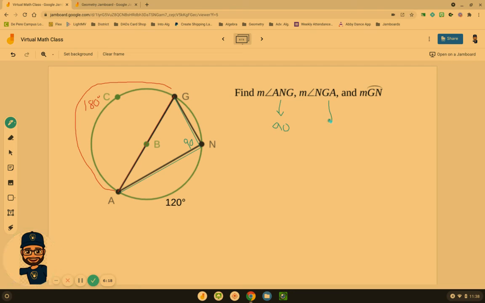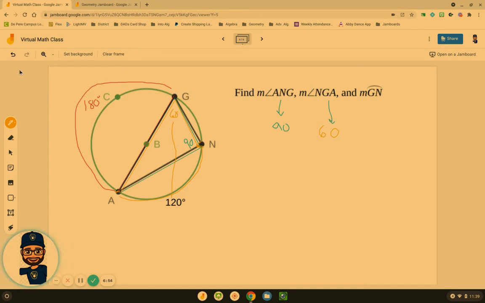Do we know NGA? Let's go maybe yellow. We'll try yellow, maybe it'll show up. N to G to A. An endpoint and an endpoint with a point on the circle. So look, here's the arc. The arc is 120. So the angle inside of it has to be half, or 60. So that is 60.